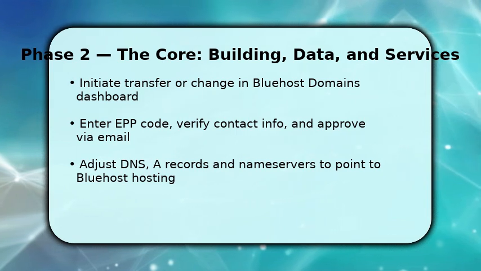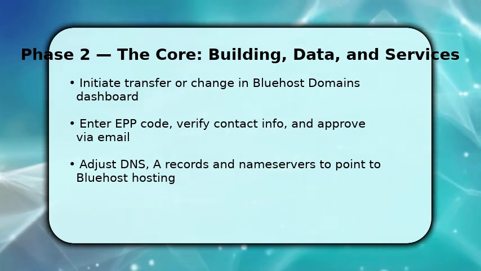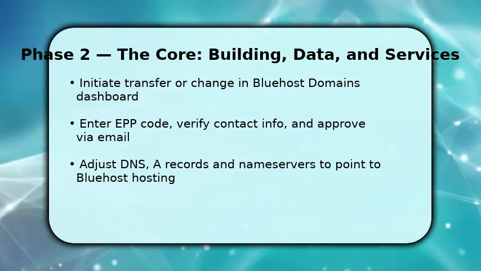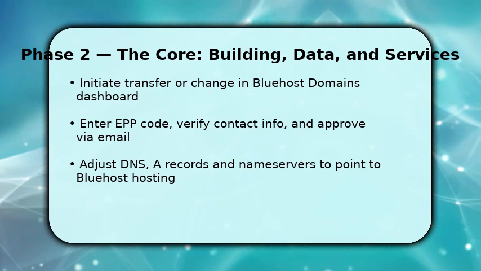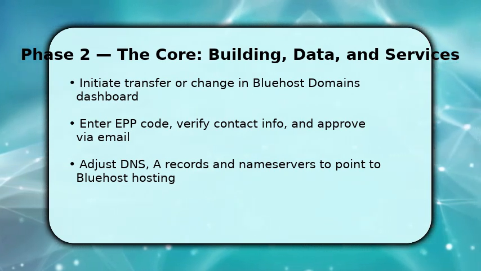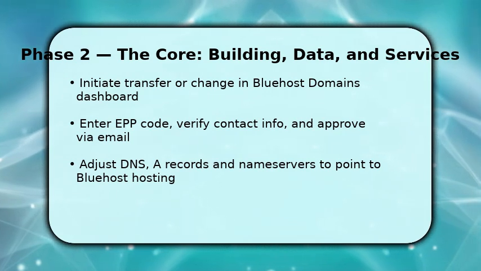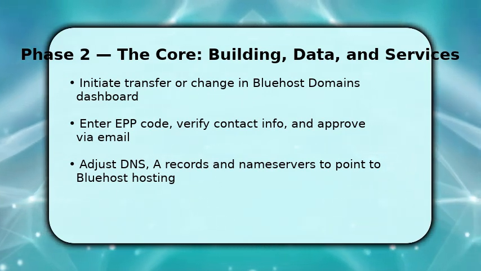While that is processing, make sure to update DNS settings. Set name servers to Bluehost, adjust records to your hosting IP, and replicate any custom MX or TXT records. Doing DNS updates early prevents downtime and keeps email and services running smoothly during propagation.